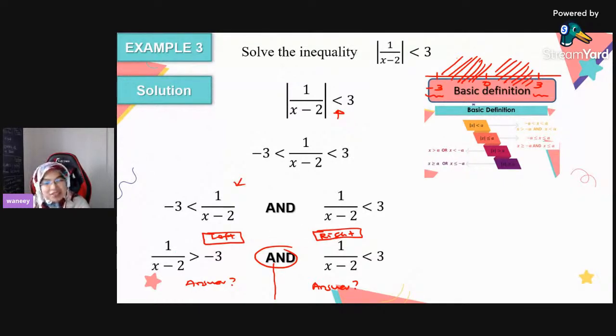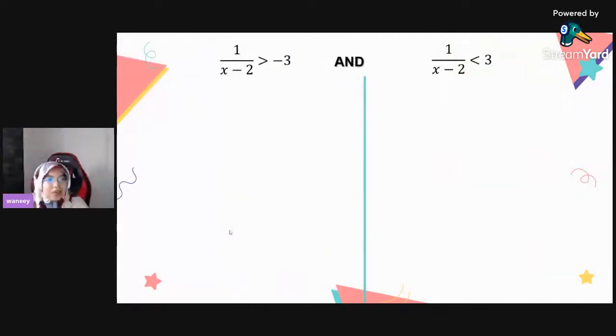Okay, so now let us try to solve the left hand side. So we got 1/(x-2) greater than -3. So this is a rational inequality. So the way we solve them is that I need to make sure that the right hand side is 0. So I should bring -3 to the left hand side. So it will become 1/(x-2) plus 3 greater than 0.